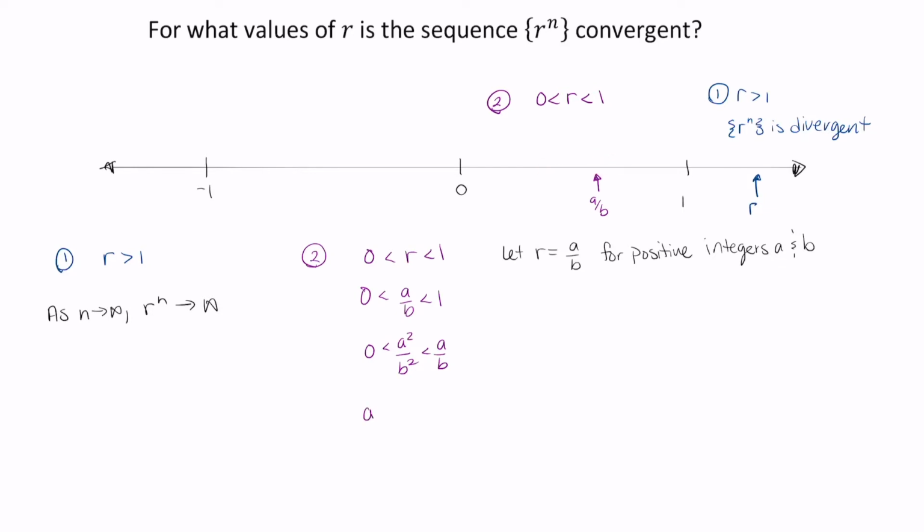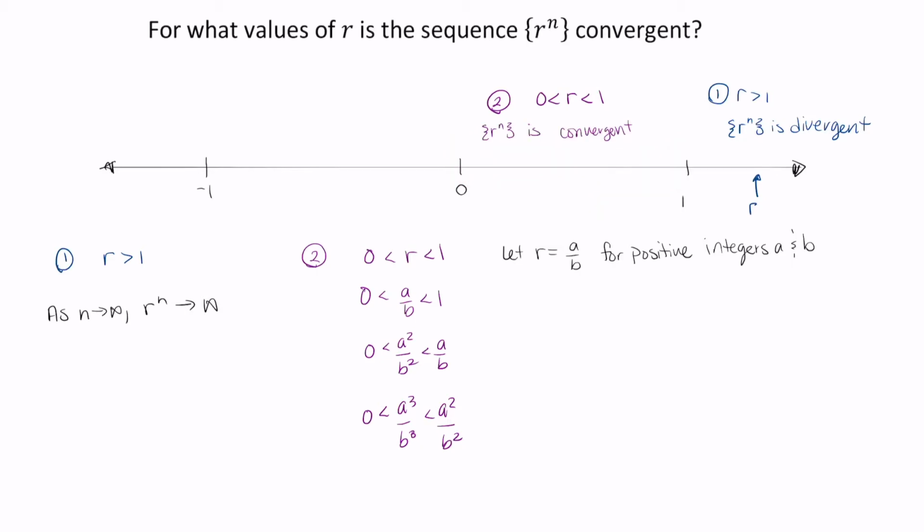Let's keep going. What if I do this again? Then I'll end up with 0 is less than a cubed over b cubed is less than a squared over b squared. So I have a over b, that is r living here, and suddenly r squared is here, r cubed is here, and if you notice, we're tending to get closer and closer and closer to 0. So the more times we multiply r by itself, we'll tend to 0. That tells me that r to the nth power is convergent on this interval from 0 to 1.